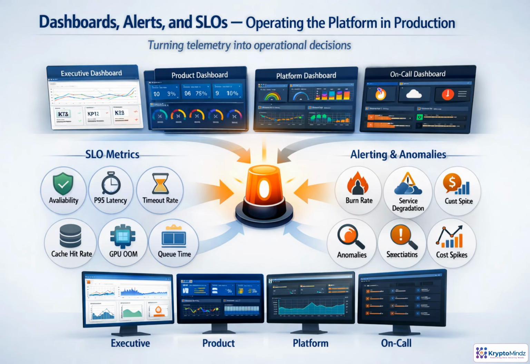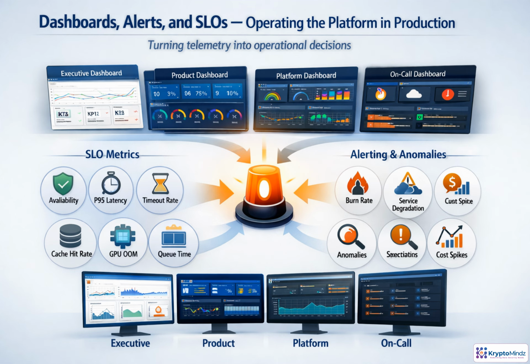In production, telemetry only matters when it drives decisions. Start with user-facing SLOs: availability, P95 latency, timeout rate, and successful responses. Then add platform signals that explain why those SLOs move, such as cache hit rate, queue wait, GPU out of memory, fallback rate, and routing errors.